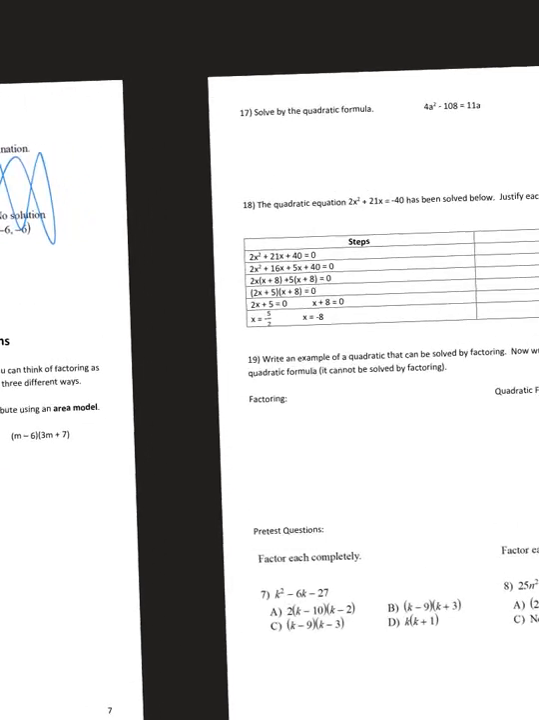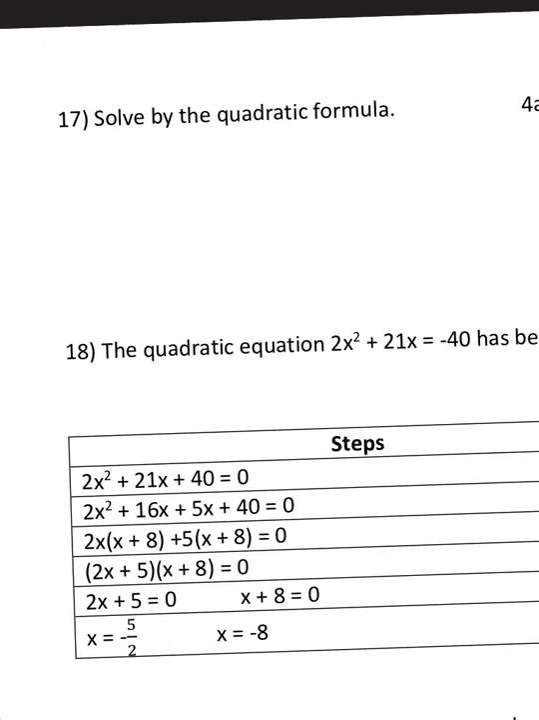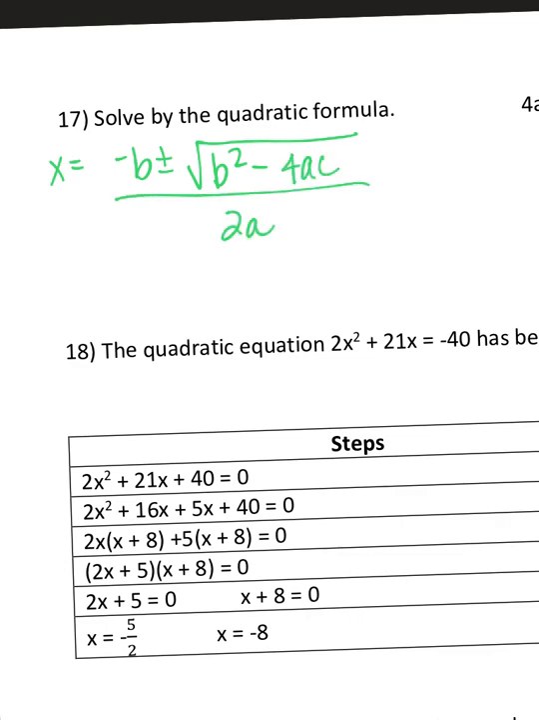So for number 17, we're asked to solve this quadratic by using the quadratic formula. So the quadratic formula is x equals the opposite of b plus or minus the square root of b squared minus 4ac all over 2a. And so we already talked about standard form. We need to set this equation equal to 0. So we're going to subtract 11a. We get 4a squared minus 11a minus 108 equals 0. And we're going to identify a to be 4, b to be negative 11, and c to be negative 108.